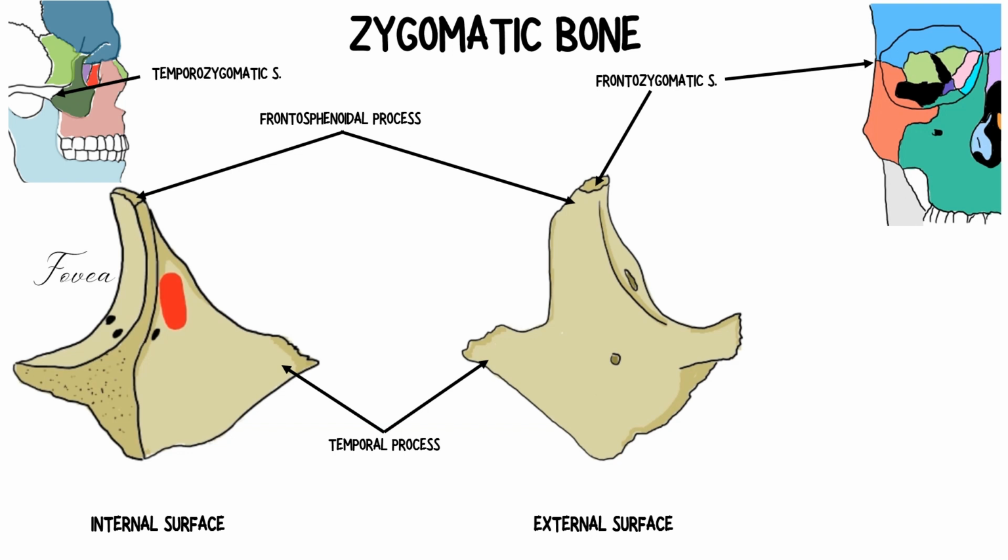The zygomatic arch also forms a bridge between the anterior and posterior regions of the skull. Anteriorly, the maxillary process which relates to the zygomatic process of the maxillary bone, forming the zygomatico-maxillary suture, another origin of the masseter. The zygomatic bone has several borders.